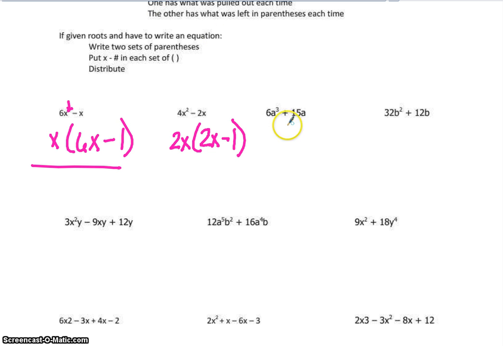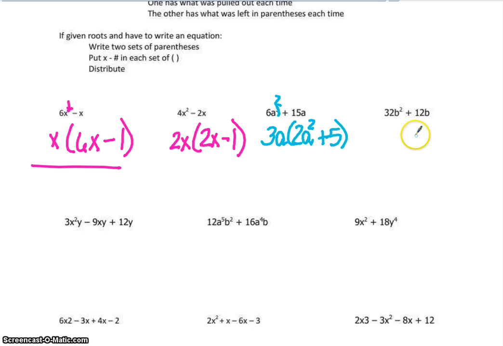6a to the third plus 15a, 6 and 15 will both divide by 3. Both terms have an a, so I'm going to pull out a 3a. 6 divided by 3 is 2. Now this is a little different. A to the third, when you pull an a out, you're basically saying 3 minus 1, and so you're left with a squared. Plus 15 divided by 3 is 5. There's an a, you pull it out, it's gone.